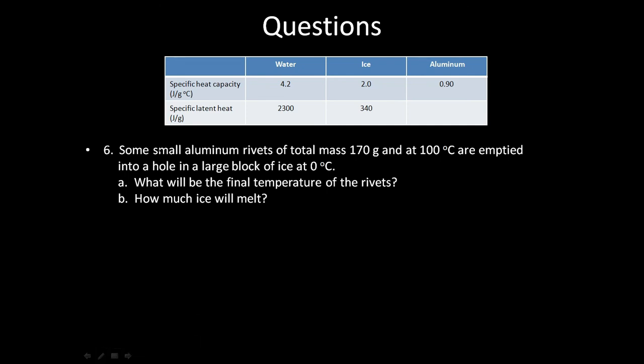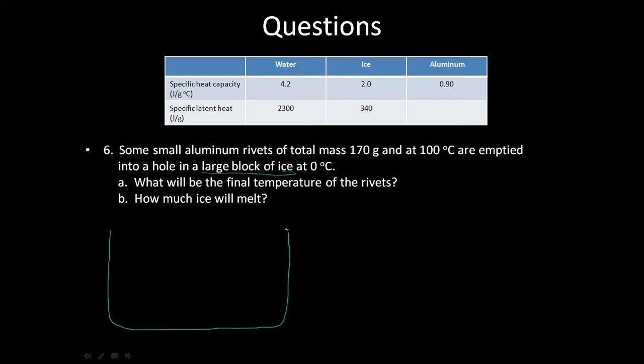So it says some small aluminum rivets of total mass 170 grams and at 100 degrees Celsius are emptied into a hole in a large block of ice at 0 degrees. So we're going to take into account they're saying large block of ice. Part A asks, what will be the final temperature of the rivets? Now I'm going to make an assumption that the block of ice is really big.